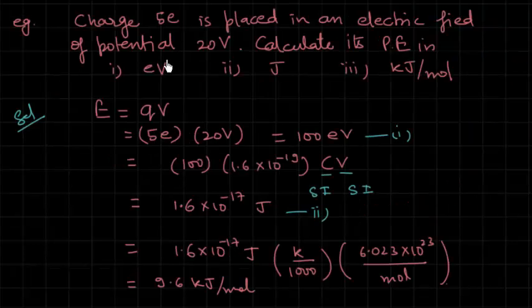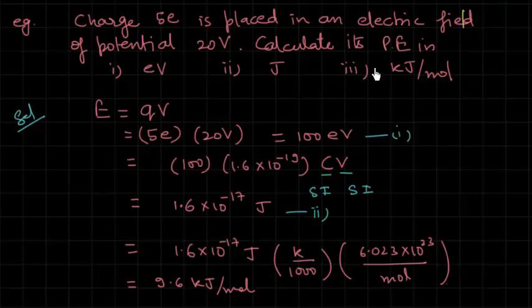So let's do this problem. A charge 5e. See, it is 5e. It cannot be 5.5e. It cannot be 5.75e because charge is quantized. So charge 5e is placed in an electric field of potential 20 volt. Calculate its potential energy in units of eV, joule and kilojoule per mole.